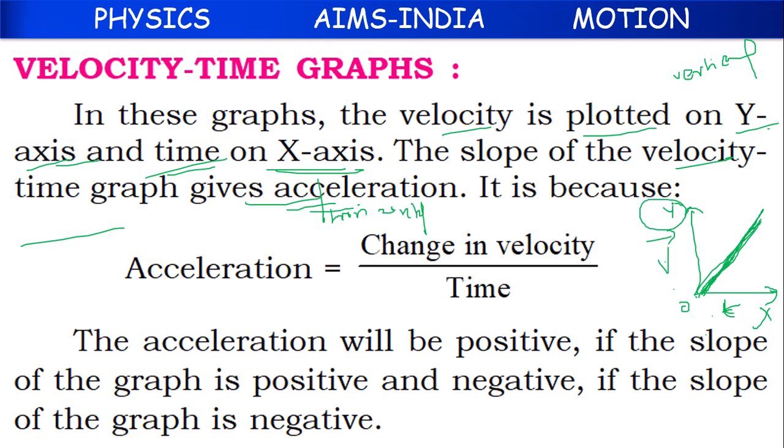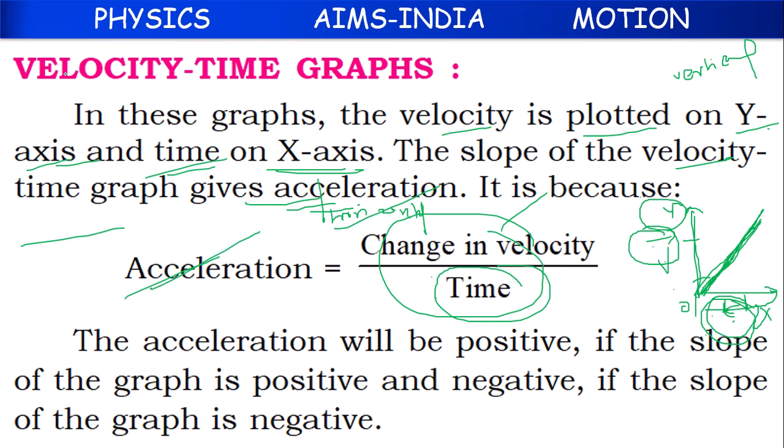Slope means measurement of the y coordinate and measurement of the x coordinate, which means measurement of velocity by measurement of time. Measurement of velocity means, in the beginning how much velocity is there, and if time passes, what is the final velocity? That difference is called the change in velocity, divided by the beginning time and ending time, which is called the time interval. So the ratio of the measurement of the y value and the measurement of the x value, indirectly the ratio of change in velocity by time interval, gives the acceleration. So the slope of the velocity time graph will give the acceleration.